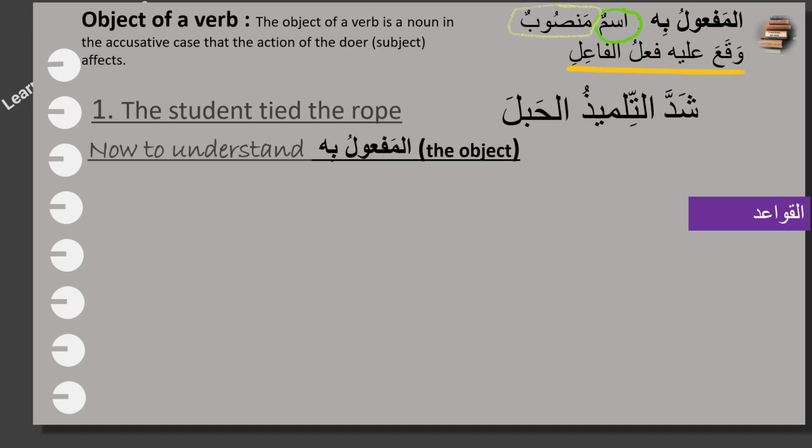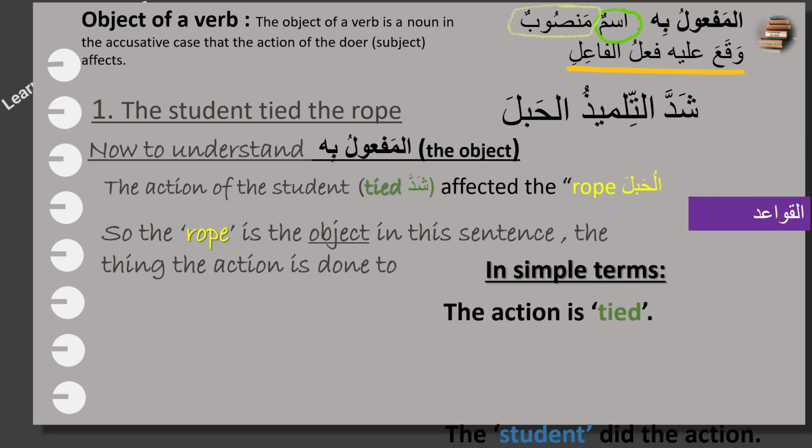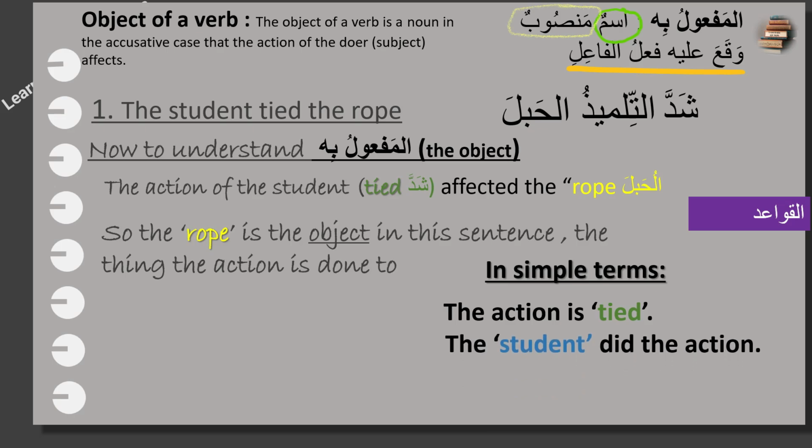Now to understand the مفعول به, the action of the student tying affected the rope. So the rope is the object in the sentence, the thing the action is done to. So the rope is the noun that the action is happening to. So it's the object, al-maf'ul bihi. In simple terms, just remember, the action is tying, the student did the action, and it affected the rope.